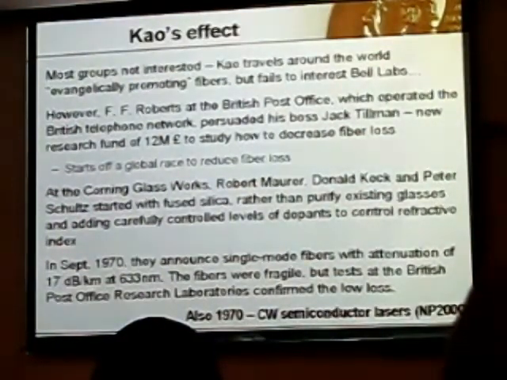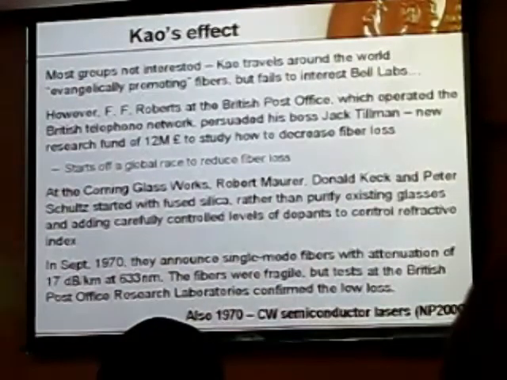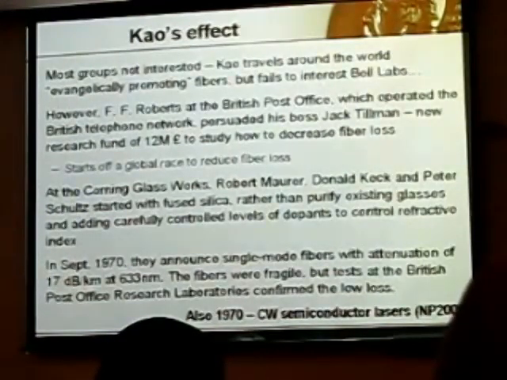Most people are trying to take glass and purify it. This group says, let's start with silica. You start with pure silica and try to make glass, adding controlled dopants to change the refractive index. And in 1970, they announced optical fibers with 17 dB per kilometer. 20 dB was what Kao said you need. These guys got 17 dB per kilometer at 633 nm red lasers. That's the only laser available at that point.